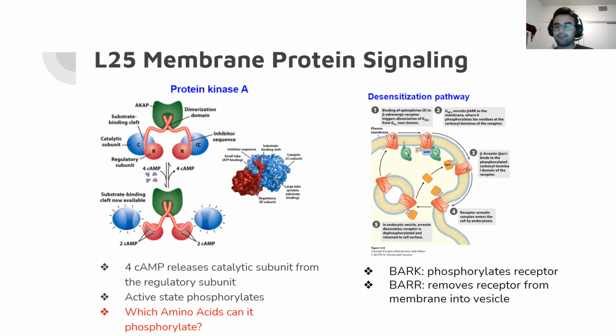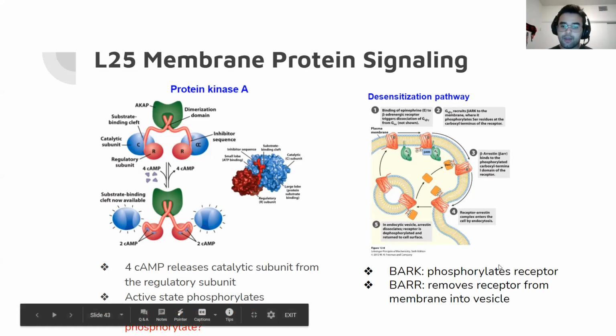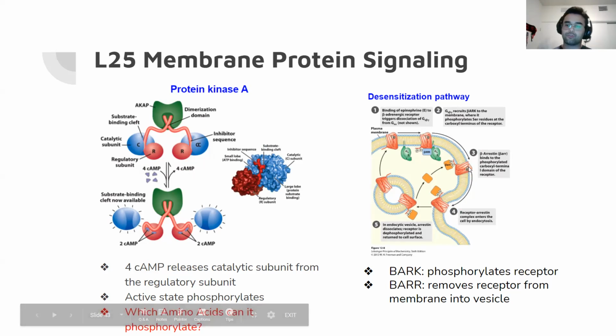Then we're going to shift gears and talk about our desensitization pathway. If our cells are activated too much or too frequently, we're going to form a desensitization to that certain hormone. As soon as the desensitization occurs, our G beta and G gamma are going to bring in our BARK, which will phosphorylate the receptor, and then our beta-arrestin is going to move that phosphorylated receptor to the inside of the cell through an endocytosis mechanism.